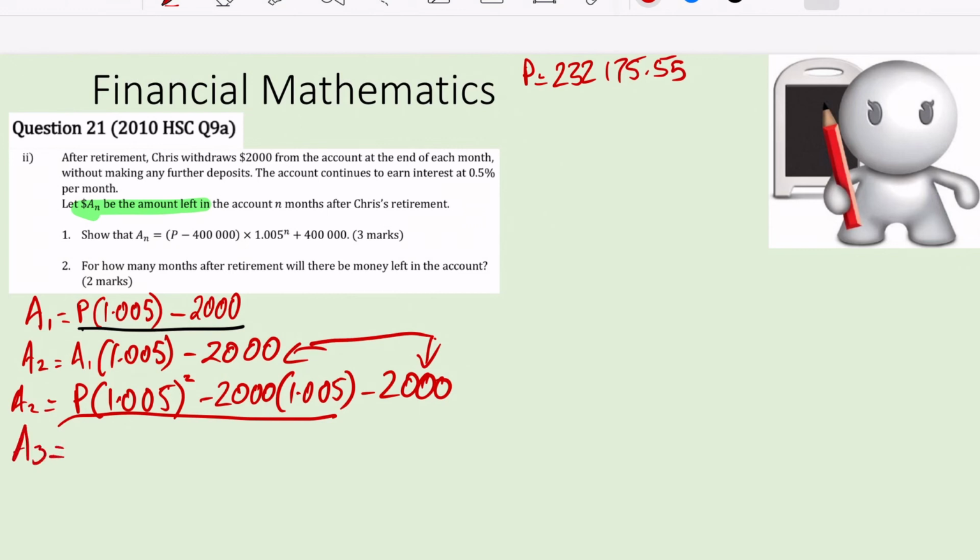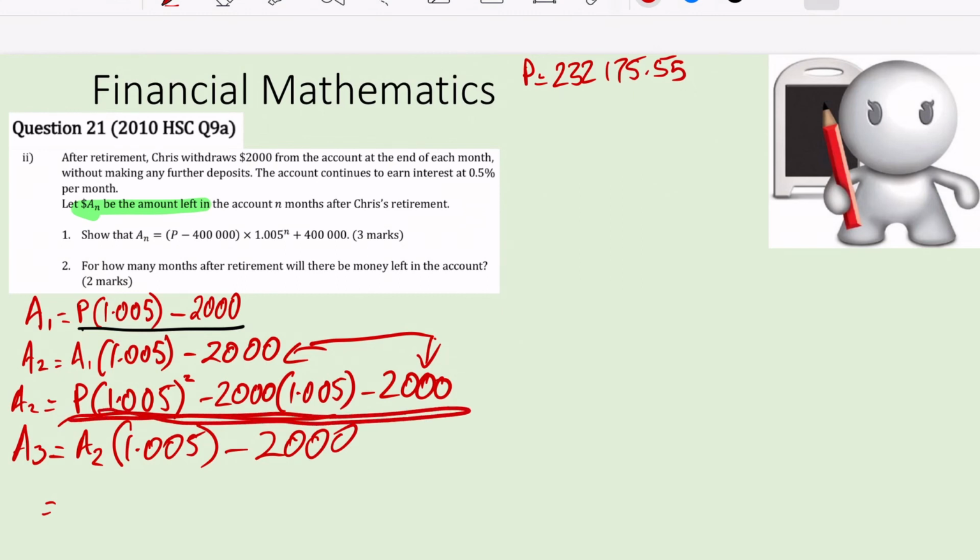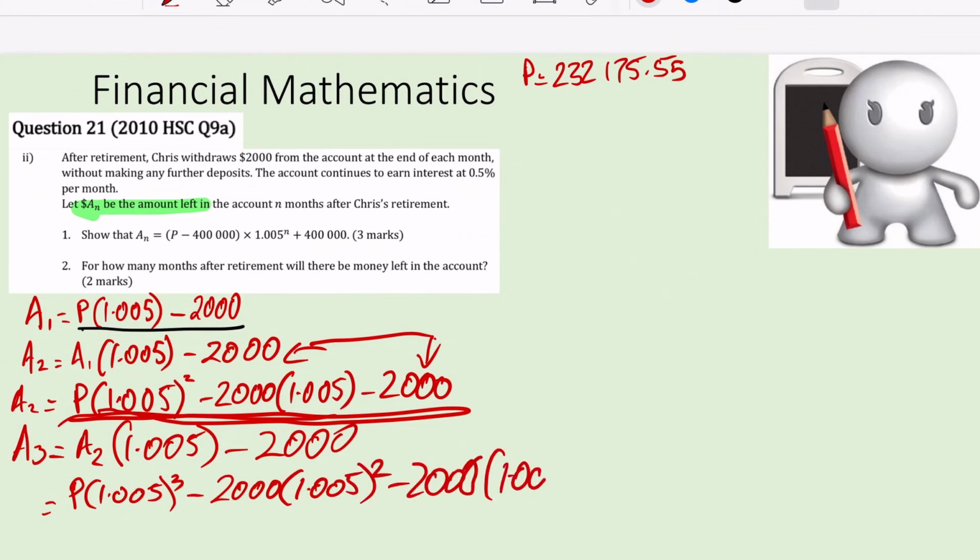A3. Well, it's whatever he's got in A2. That's right. He's going to earn interest on it, and then he's going to make a further $2,000 withdrawal. So now we take this statement here in A2 and we multiply everything by 1.005. So P times 1.005 to the power of 3 minus 2,000 times 1.005 squared minus 2,000 times 1.005, and then this 2,000, we bring it down here. Now we have a pattern.